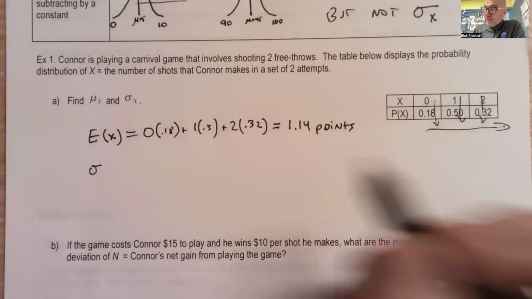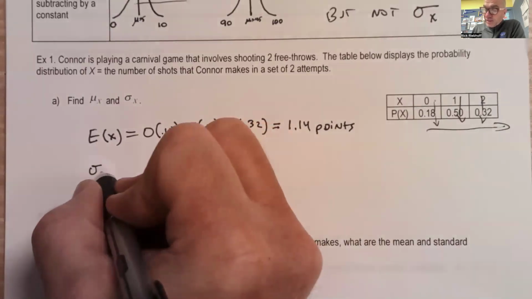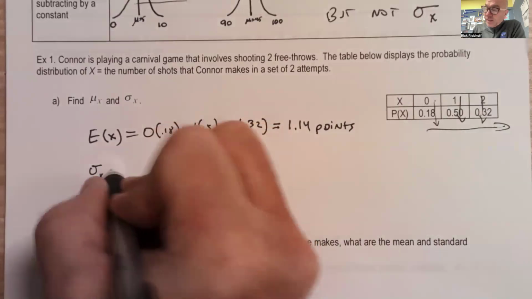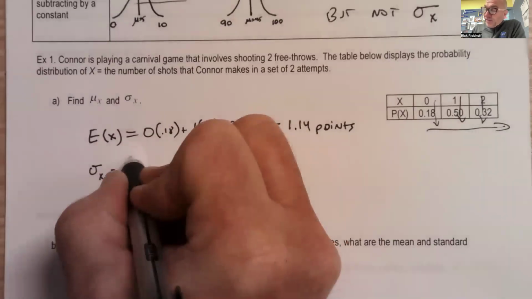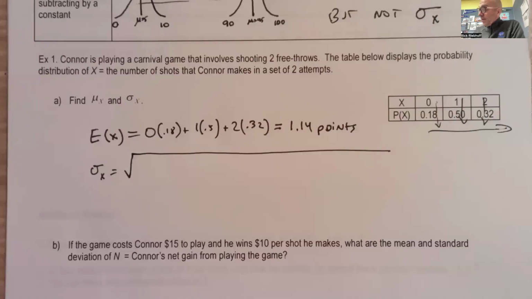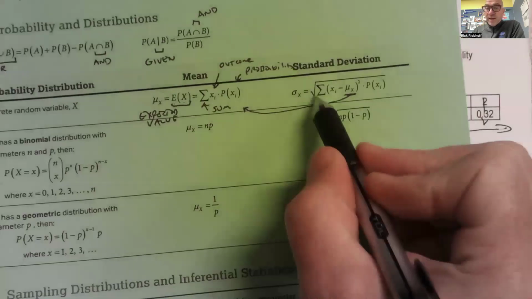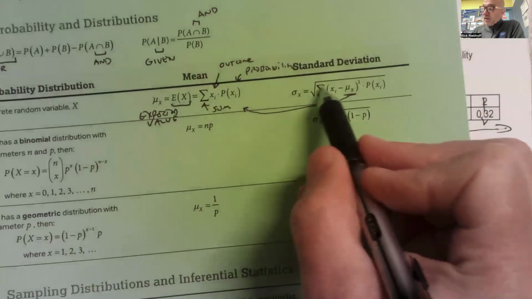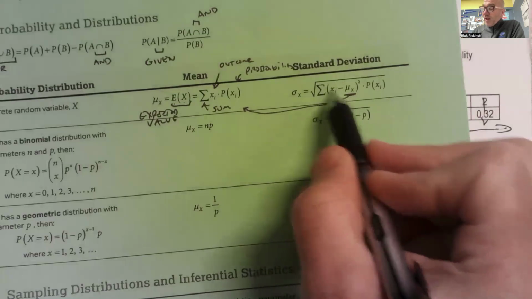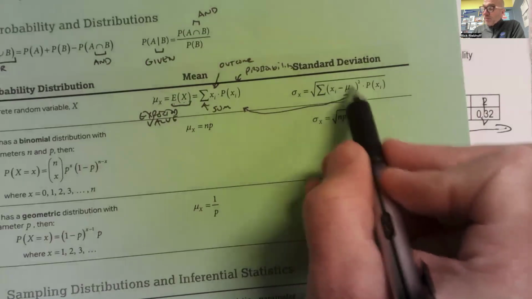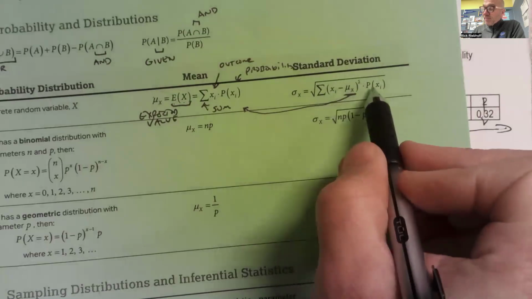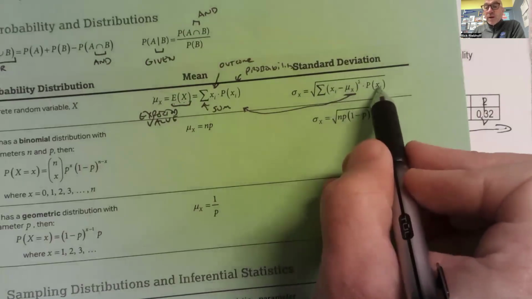All right. Always make sure it makes sense. It tells you if you did something right or wrong. All right, so standard deviation is, and we're going to use this, the big square root of the sum of the difference between the outcome and the expected value, or mean, squared, times the probability of that outcome, right?